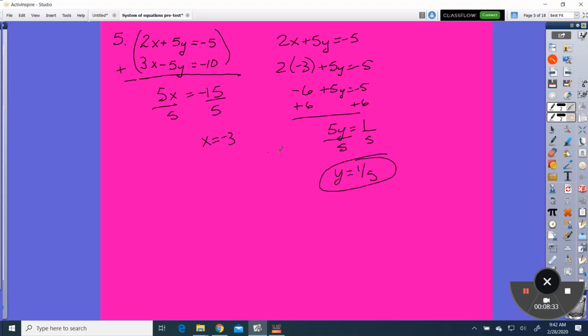If you ever wonder if you're doing these right, you can actually take these answers and plug them back in to both equations, and you should get the answer at the end. So 3 times negative 3 is negative 9. Negative 1 (1/5 of 5, negated) gives us negative 10. Same thing up here. Negative 6 plus 1 makes negative 5. So you can check your work and find out if you've done them correct or not.